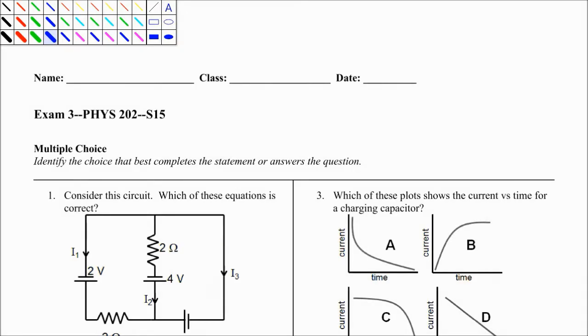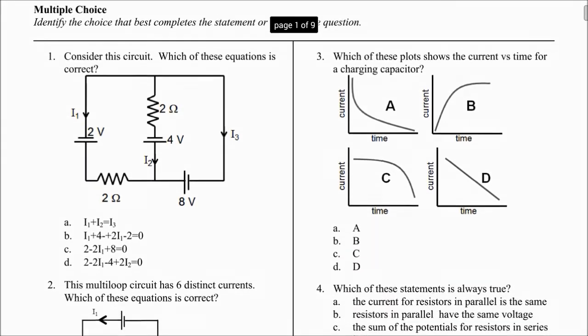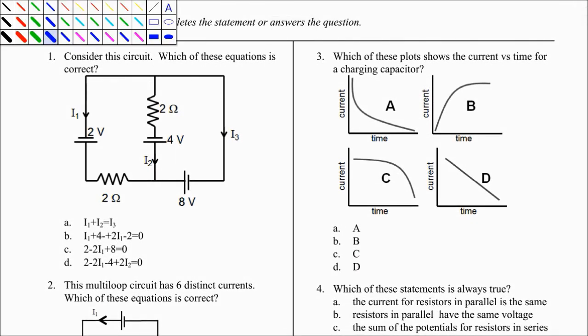Okay, this is exam 3 for Physics 202. Consider this circuit. Which of these equations is correct? All right, well, let's just start here. I have I1 plus I2 equals I3.